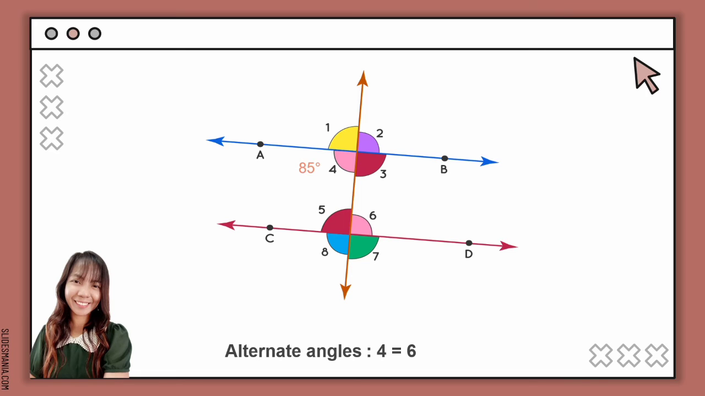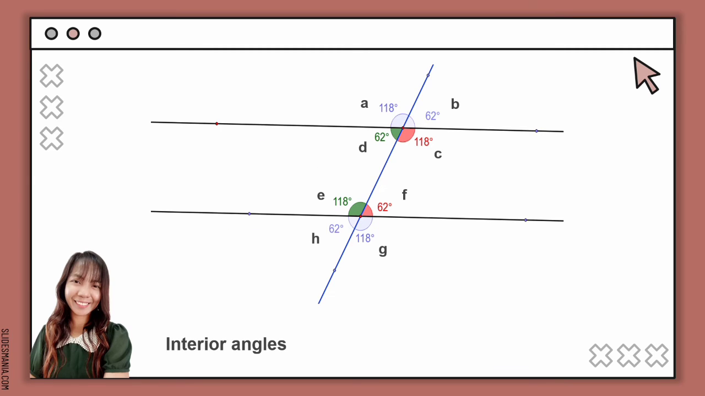For example, if angle 4 is 85 degrees, angle 6 is also 85 degrees because they are equal in measure. Another alternate angles, angle 3 and angle 5. So they are equal in measure. For example, if angle 3 is 95 degrees, so angle 5 is also 95 degrees. Alright?